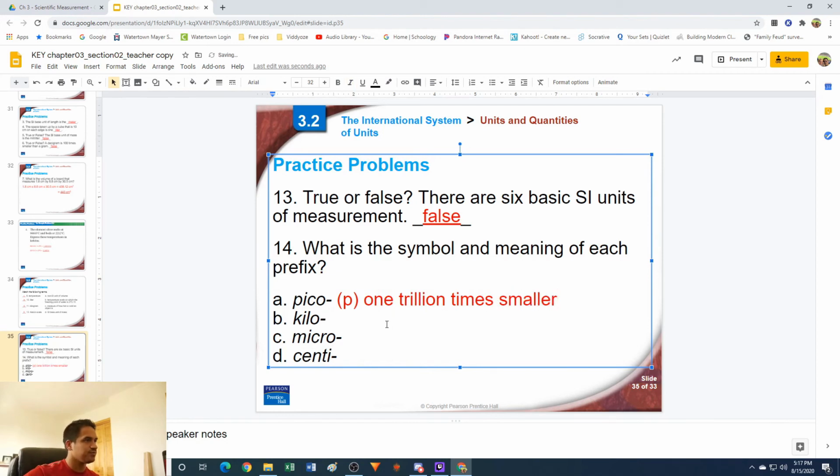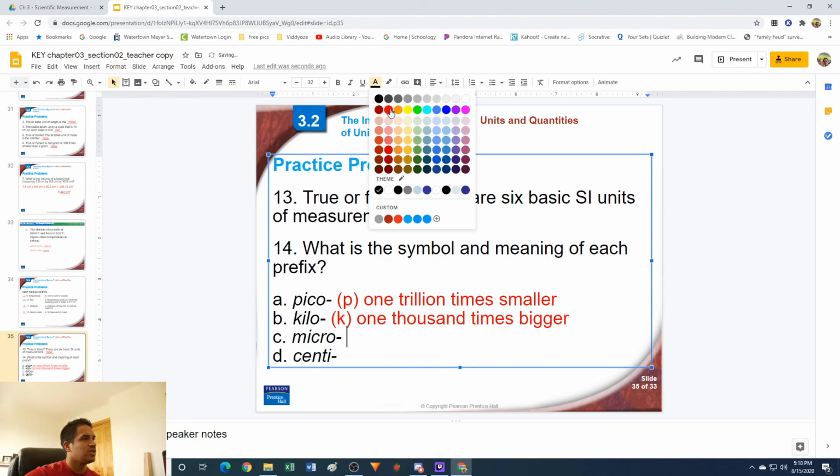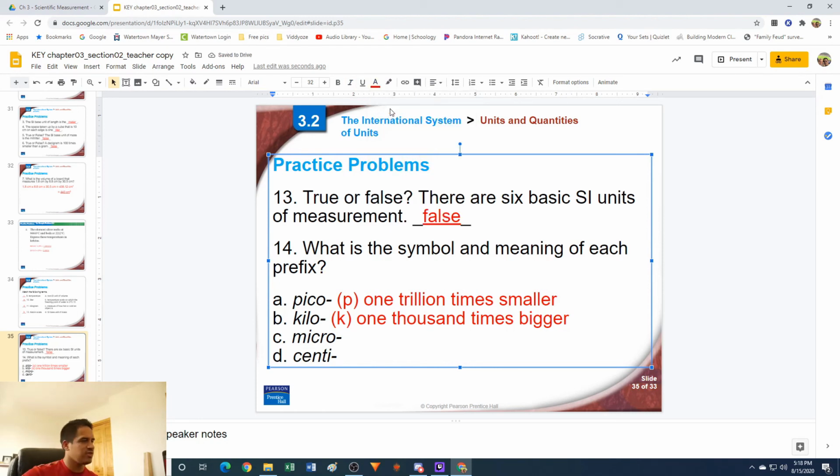For kilo, the symbol for this one is a K, and this one means 1,000 times bigger. For micro, this one is a weird M thing. It's like a U. It's actually a Greek letter. It's a Greek letter called mu.